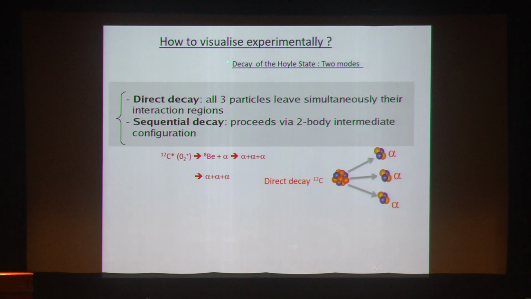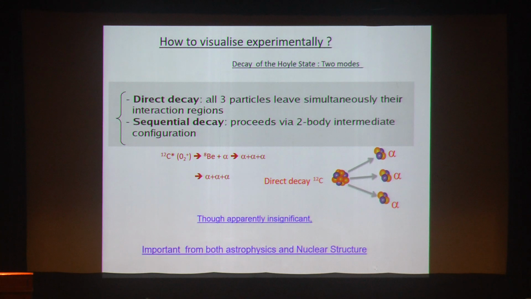One studies the decay of the Hoyle state. It will decay by 2 modes. One is direct decay, where carbon will decay into 3 alpha directly, or a sequential decay process, which proceeds via a 2-body intermediate configuration. Carbon will decay into beryllium 8 plus alpha, and this beryllium 8 will decay into alpha plus alpha. That is, the final result is only 3 alpha.